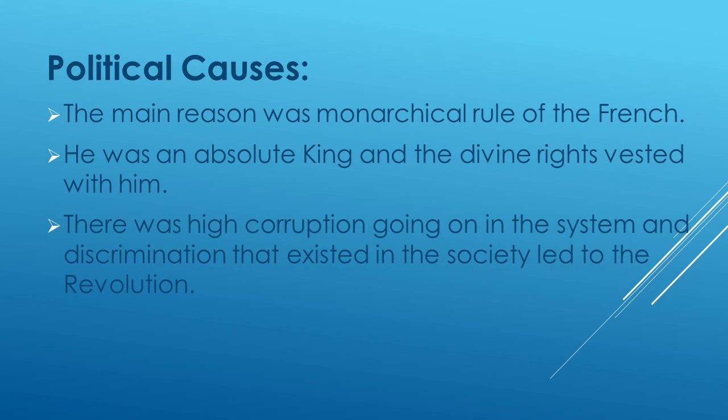There was high corruption going on in the system, and the discrimination that existed in the society led to the revolution. The people feared to oppose this corruption and discrimination, but they were helpless because they were not aware, and they felt that if they revolted against their king, they would be punished. There was no other type of punishment; they were simply hanged. That's the reason why the people feared to oppose their kings, and they simply bore all this corruption and discrimination that existed in that society at that time.